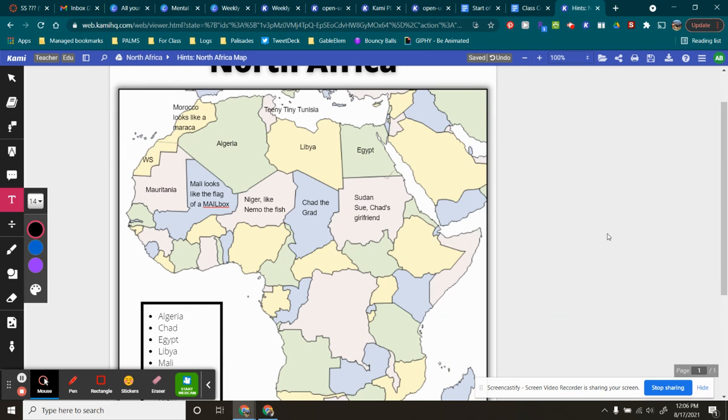And that's it. So a little more choppy. It doesn't really flow very nicely, but I think if you practice some of these strategies, you should have no problem. Egypt just stands out to us. We've got teeny tiny Tunisia lost in the mix of everything. Morocco looks like a maraca. Mali looks like the flag of a mailbox. Right next to Mali is Niger because N, Nemo, it looks like a fish. This one looks like he's graduating. That's Chad the grad and his girlfriend Sue for Sudan.